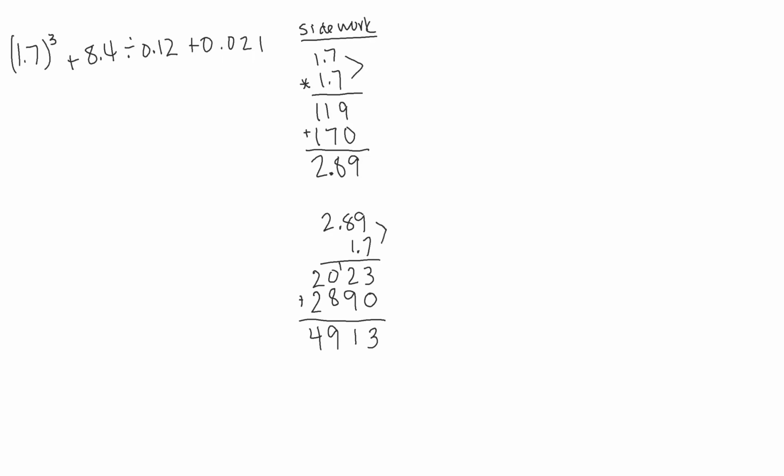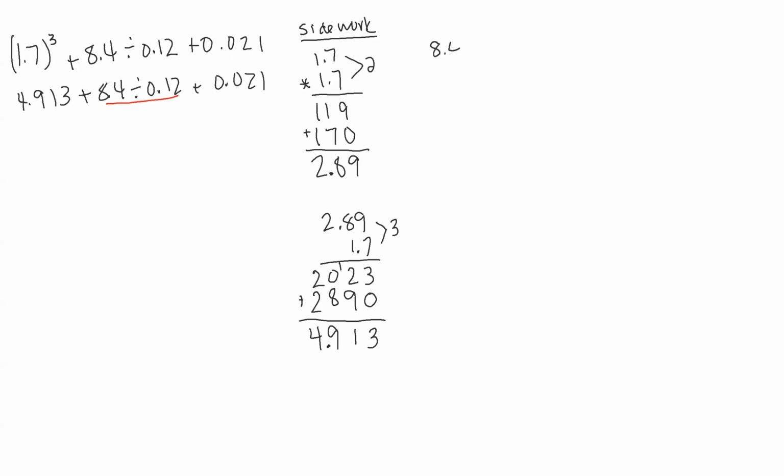And then I've got 3 decimal places up here in my factors. I need 3 decimal places in my product. So this is going to be 4.913 plus 8.4 divided by 0.12 plus 0.021. All right. So we've dealt with our exponents. Now we need to deal with our division.